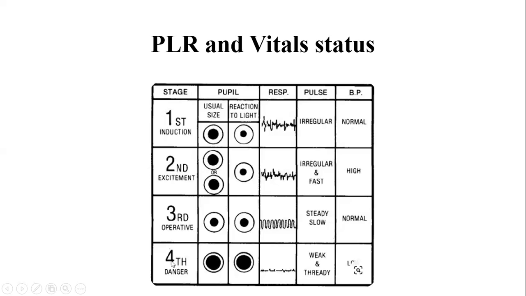And the last stage is very dangerous for the animal. In this stage, the pupil dilates and the pupillary light reflex is negative. This means if you put light into the eye, the pupil will not constrict, it will remain dilated. The respiration has ceased because of respiratory depression, and the cardiovascular system also collapses. That's why the pulse becomes weak and thready, and the blood pressure also drops. So these are the parameters that you will see in the fourth stage of anesthesia.